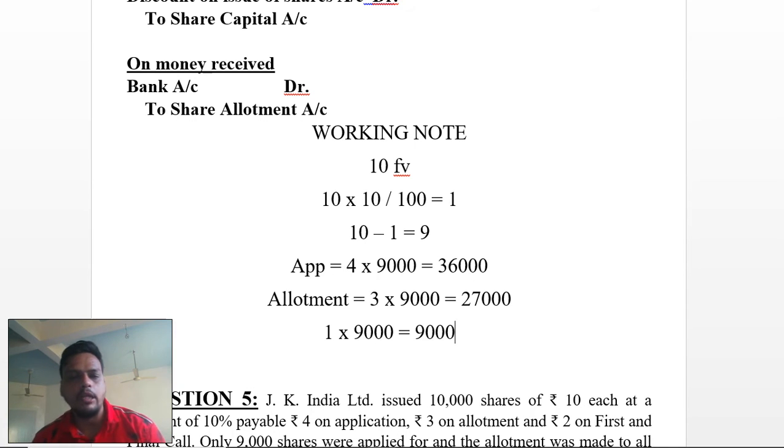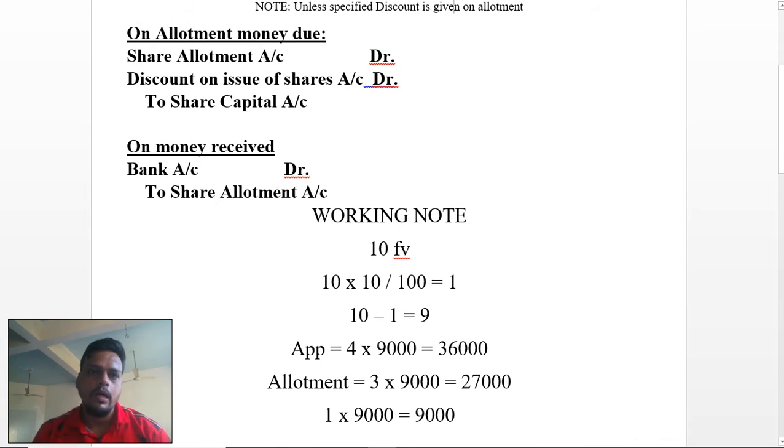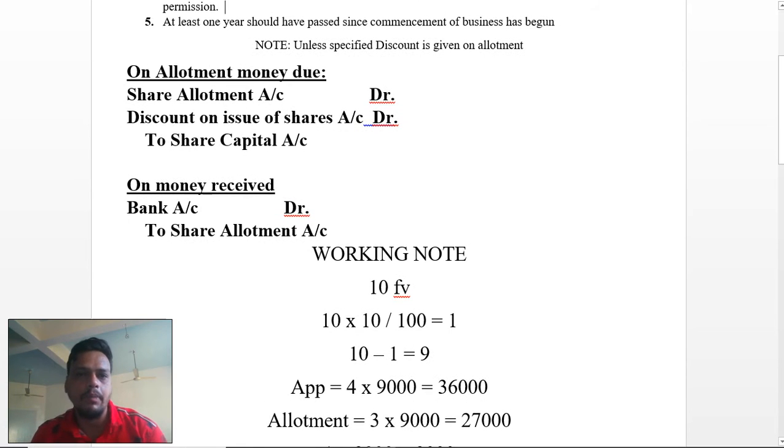As 1 rupee has to be shown on allotment, it has been mentioned in the above entry. It has been said that if an unspecified discount is there, you should give the discount at allotment. It has been mentioned on note. You can see this note. Unless specified discount is given on allotment.